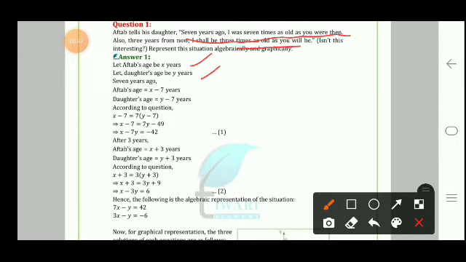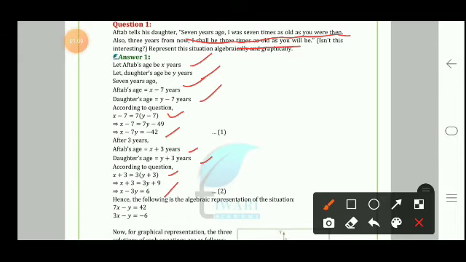So 7 years ago, Aftab's age was x minus 7 years and the daughter's age was y minus 7 years. According to the question, we have x minus 7 equals 7 times (y minus 7). Converting this equation into the standard form, we have x minus 7y equals minus 42. Then after 3 years, Aftab's age is x plus 3 years and the daughter's age is y plus 3 years. Again, according to the question, we have x plus 3 equals thrice of (y plus 3). Converting into the standard form, we have x minus 3y equals 6.